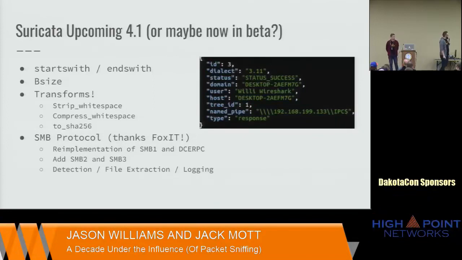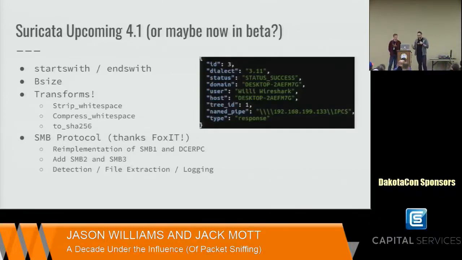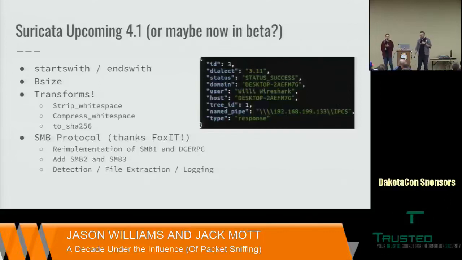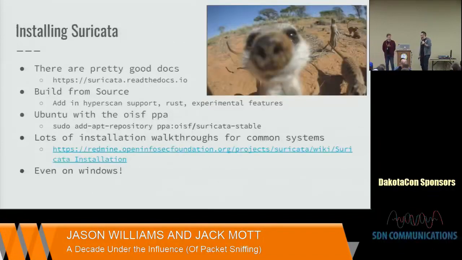We have to thank Fox IT for funding development of the SMB protocol in Suricata. We had SMB1 and DCERPC, basic protocol stuff in there. But now we have it re-implemented in Rust and added in SMB2, SMB3. The logs are really awesome. We have full Eve JSON logging, full file extraction, and so you can write rules on a lot of really cool buffers that are present in SMB. I'm really excited to start writing rules about that.